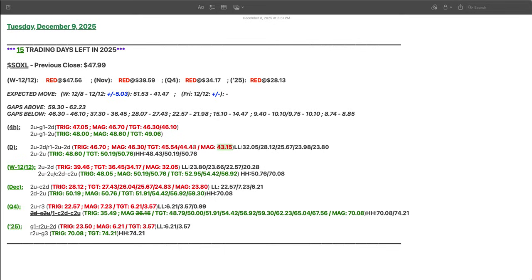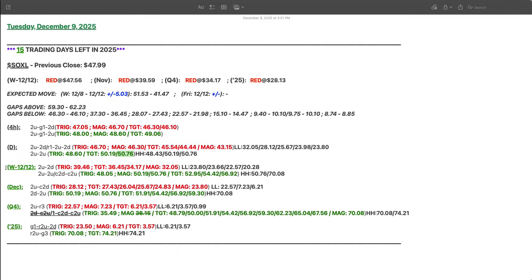But in case we're not, we've got these intermediate targets of 45.54 and 44.44 on the way down. If we get past that 46.30 but don't quite get to this 43.15, these are where we're looking for bounces, right, or sideways action. Again, to the upside, we would just have a 2-up continuation, triggering at 48.60. Our first target would be 50.19, second target 50.76. And anything past that will roll into our week targets, or targets for the week, I should say.